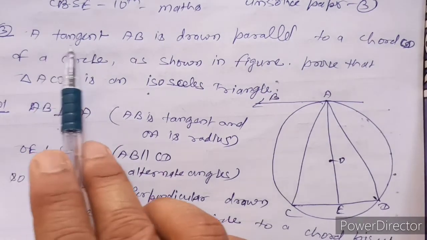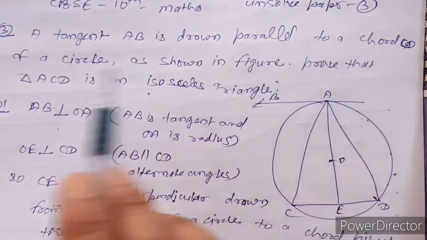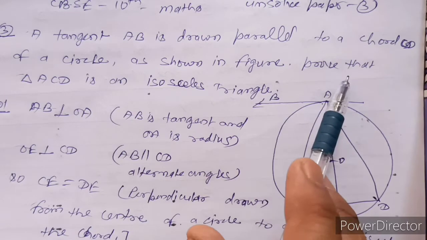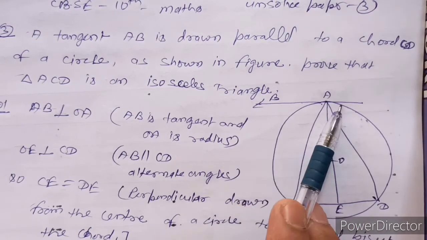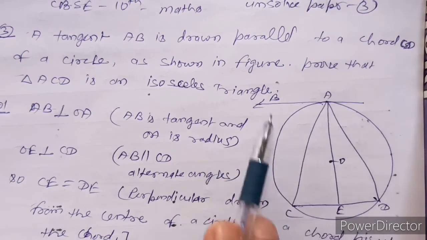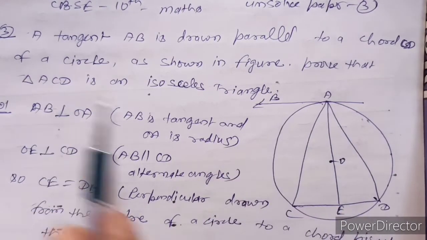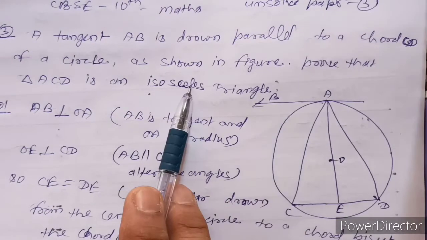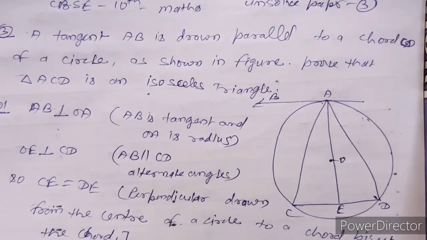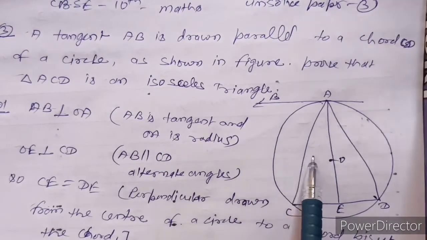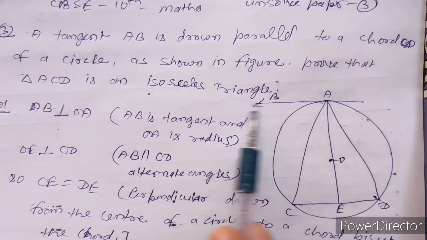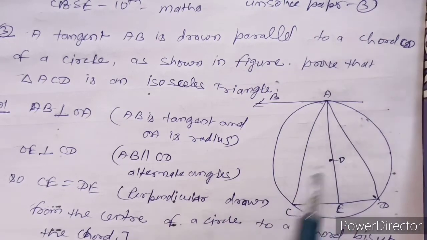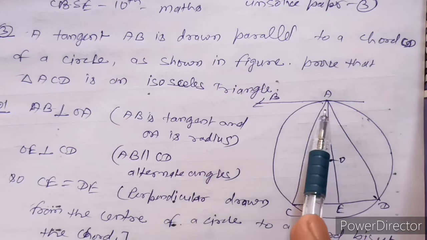In question number 3, a tangent AB is drawn parallel to a chord CD of a circle as shown in the given figure. Then prove that triangle ACD is isosceles. To prove a triangle isosceles, you have to prove two sides equal, or two angles equal. So now we have that the line is a tangent from the center.